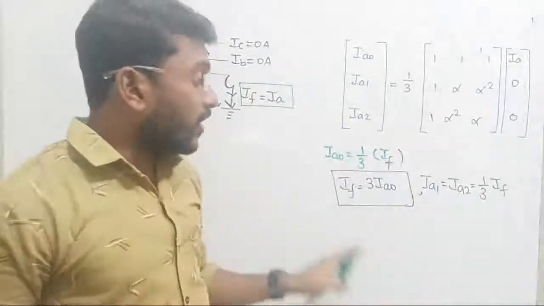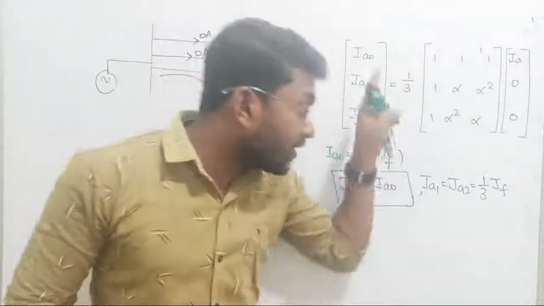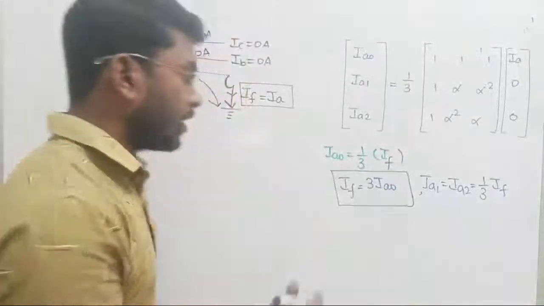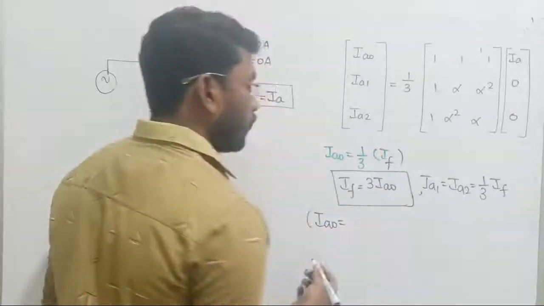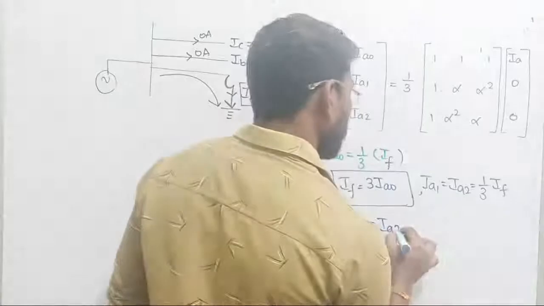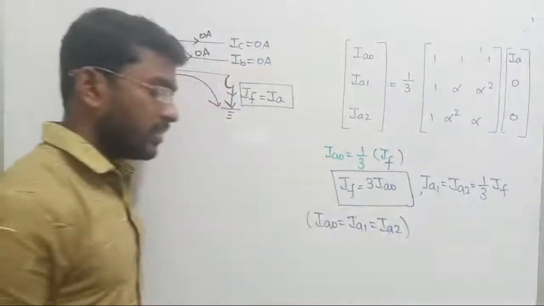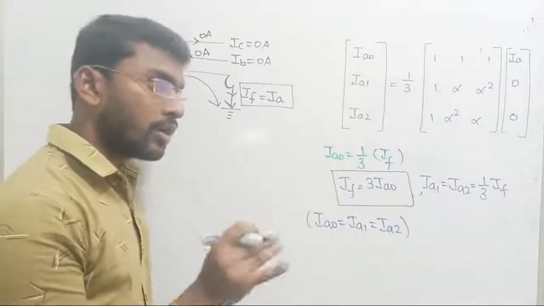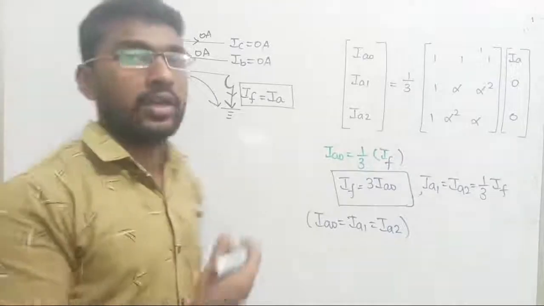Another condition, when I am looking for positive, negative, zero sequence components, IA0, IA1, IA2 all are going to be equal to 1 by 3 times of the fault current. So the conclusion is that in case of a line to ground fault, IA0, IA1, IA2 are going to be equal. If the positive sequence current, negative sequence current and zero sequence current are equal, then the current values in the line will be equal.